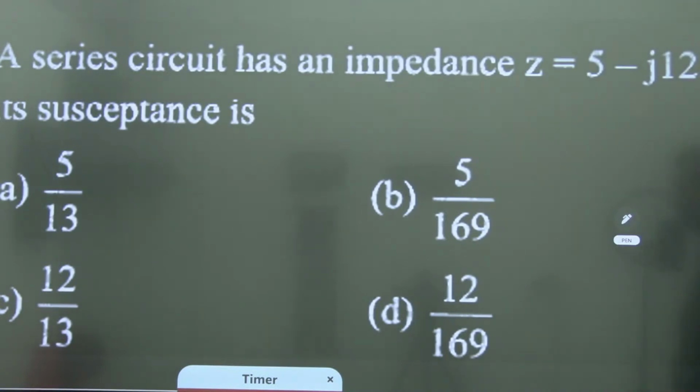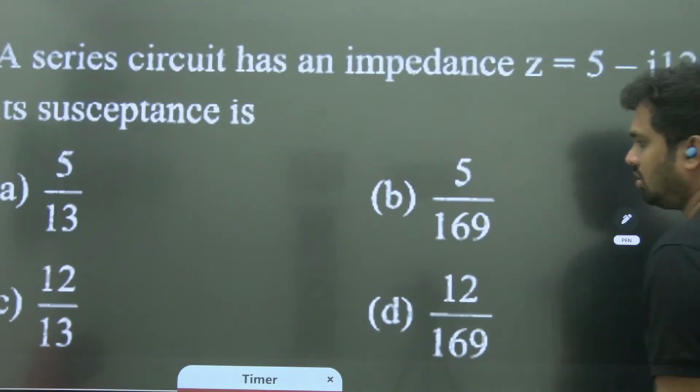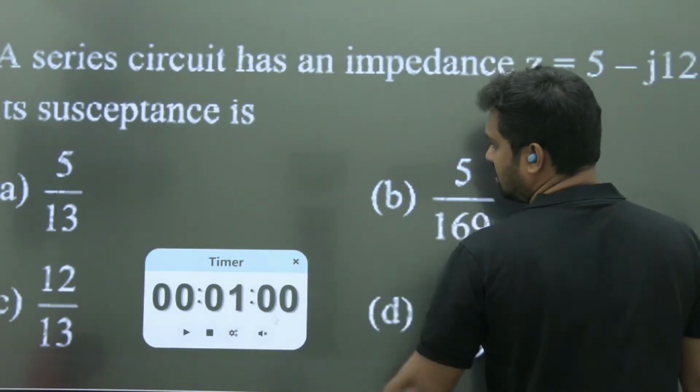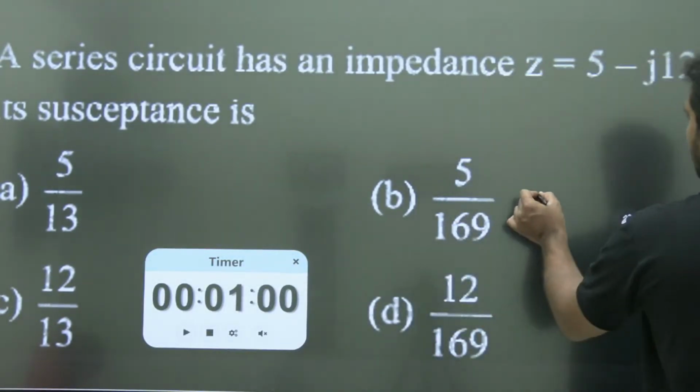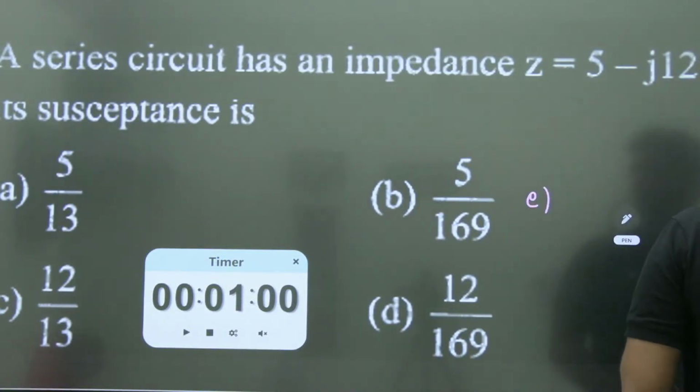A series circuit has an impedance of Z equal to... okay, good question. Don't think the question is as easy as you think. You take the option as option E.